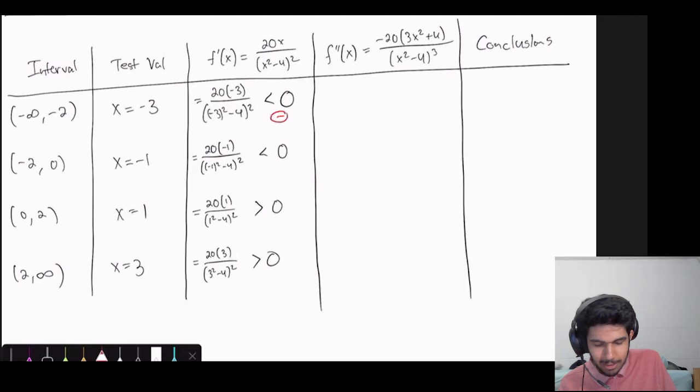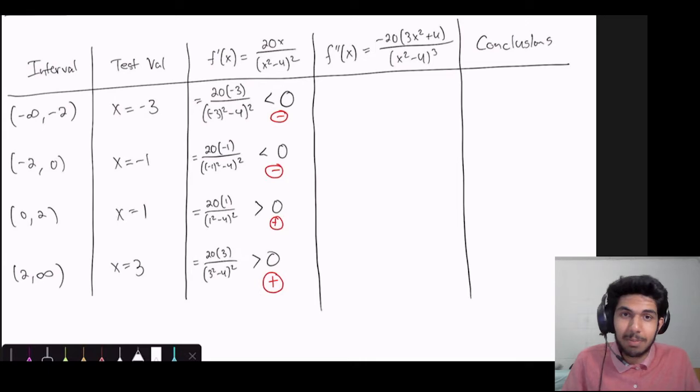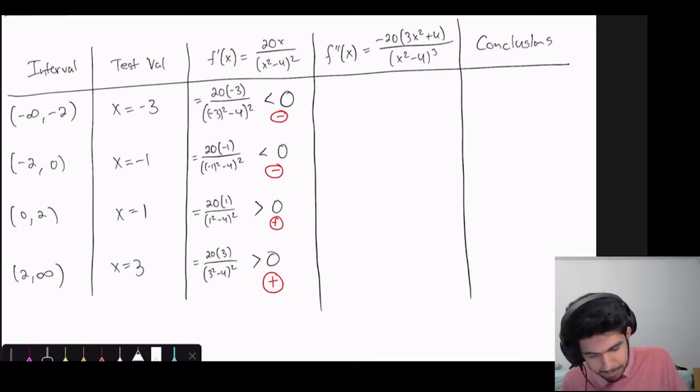I just like to label what the signs look like. So I do minus and plus signs. It just helps me visualize it a little bit better. Great, so now we have to do the same thing, but for f double prime of x.